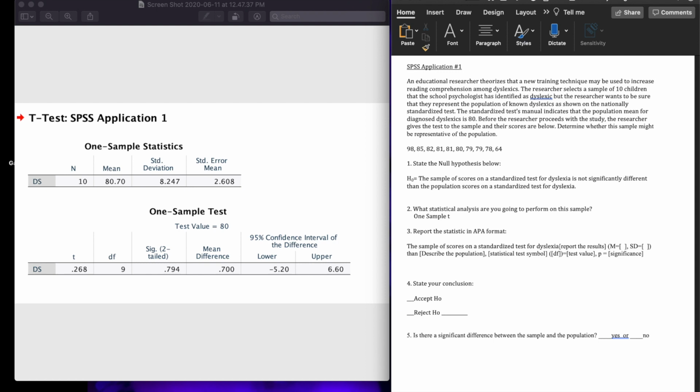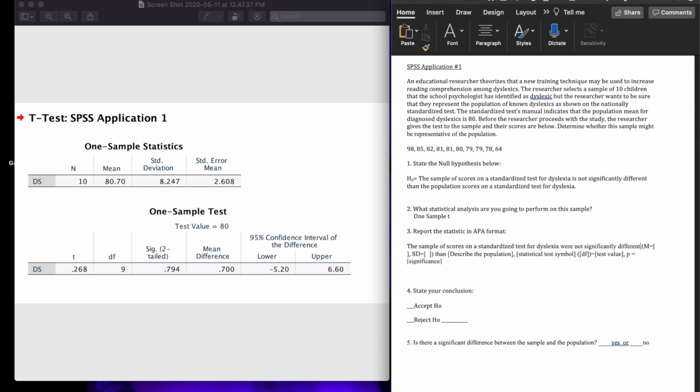So the sample of scores on a standardized test for dyslexia. I'm going to say the sample of scores on the standardized test for dyslexia were not significantly different. And then I'm going to plug in the mean. So I'm going to come over here for the mean, and I see it is right here, 80.70. So I'm going to plug that in. Remember, we remove brackets from the template.